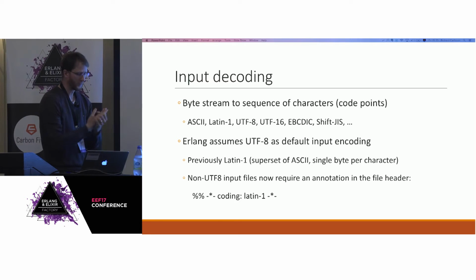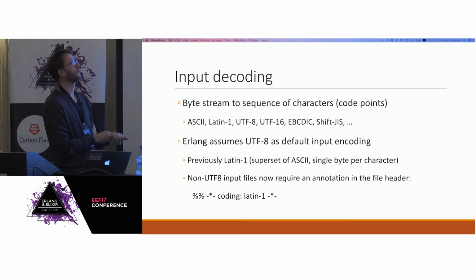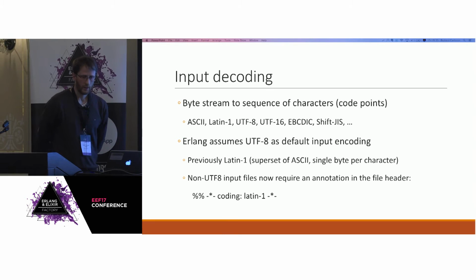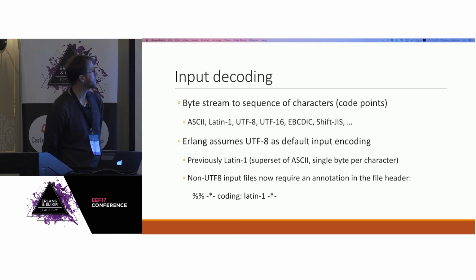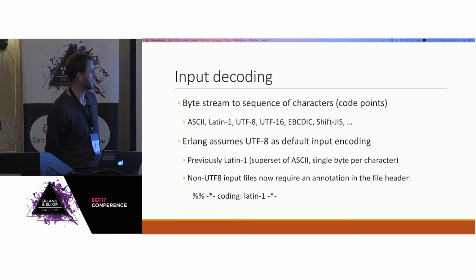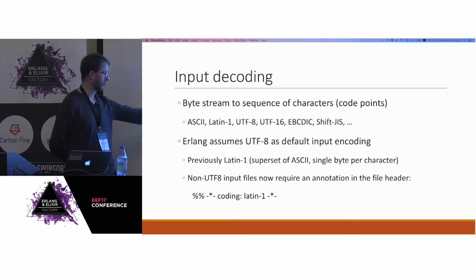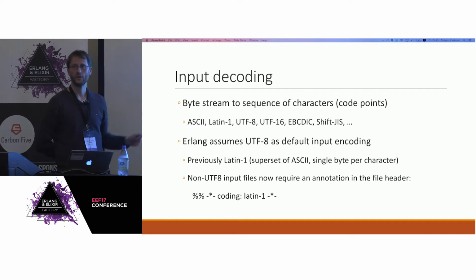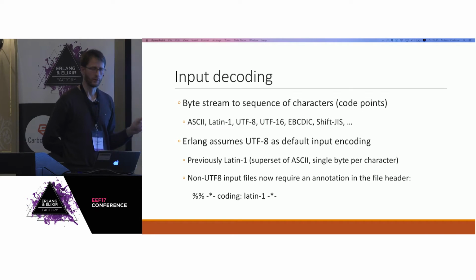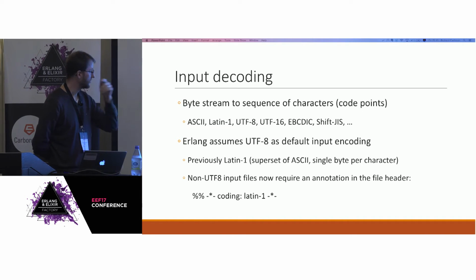So, of course, as I said, we don't really know what the encodings are. Erlang used to require that all input files were Latin 1, but that was changed a couple of years ago. So nowadays the default is UTF-8, and if you really want your input files to be something else than UTF-8, then you have to add an annotation to the top of the file. So the Erlang parser will first of all check if there's an annotation, and in that case, change the decoding to use that instead.